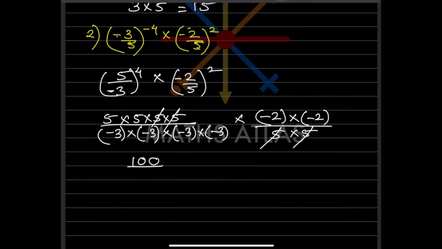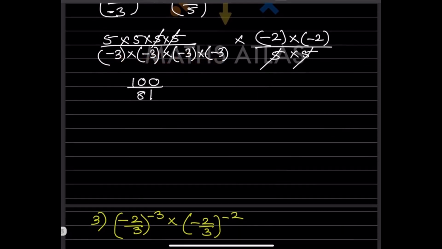Now let us see the denominator. 3 3s are 9, 9 3s are 27, and this will be 81. And these are 4 negatives, which means an even number, so that is going to be a positive one. So this is going to be 81. So this is the answer.